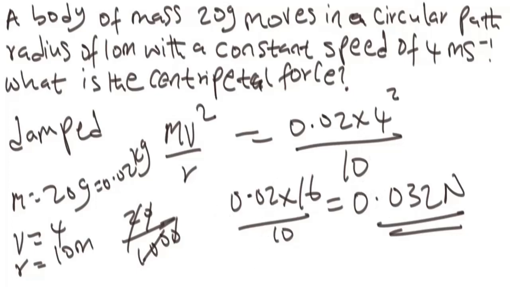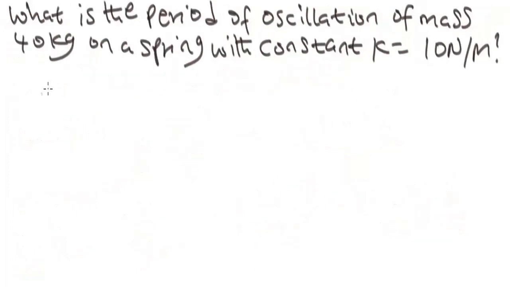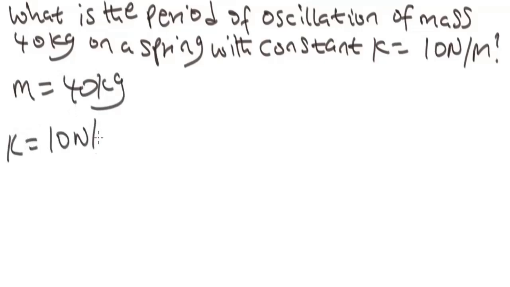Now let's solve another problem. Let's wipe this. Okay, so this question says, what is the period of oscillation of mass 40 kg on a spring with constant k of 10 Newton per meter? Alright, so we have our parameters: mass to be 40 kg, spring constant to be 10 Newton per meter. I am looking for T.